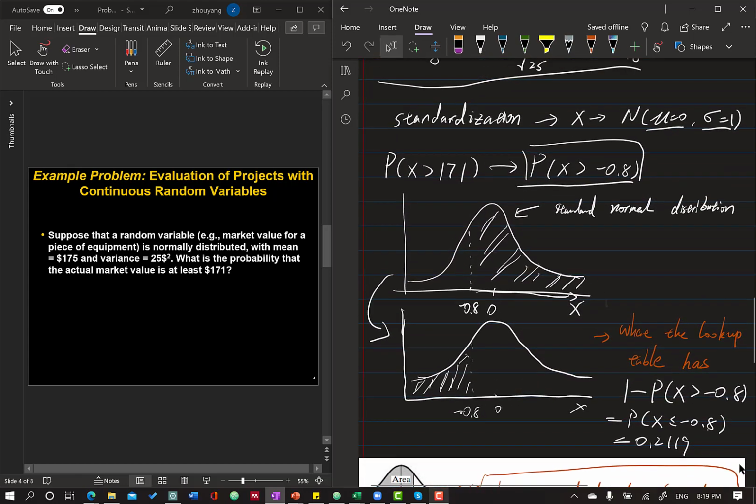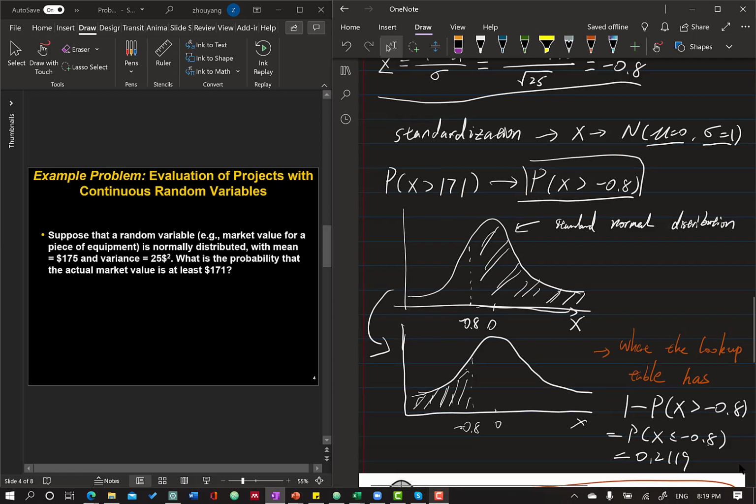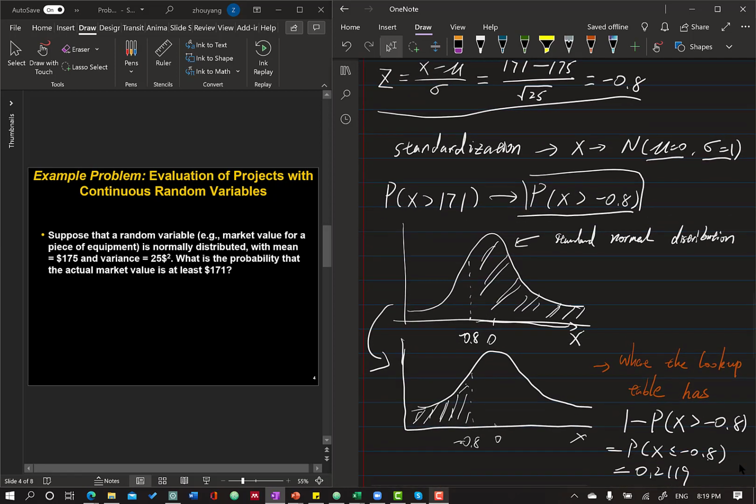Then, for the problem, we want the probability that is really this one. So we do the conversion again: 1 minus the probability that x is less than or equal to negative 0.8, which is 1 minus 0.2119, and we get 0.7881. And we are done.